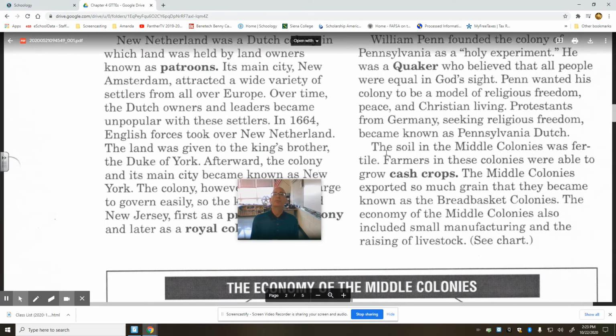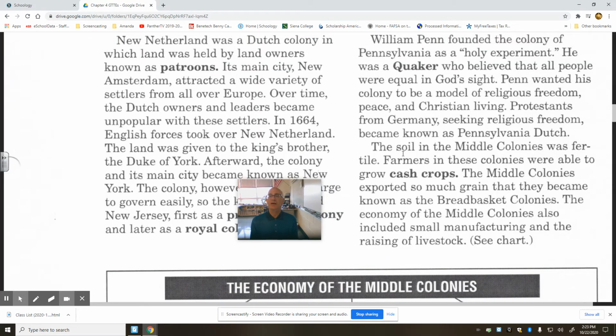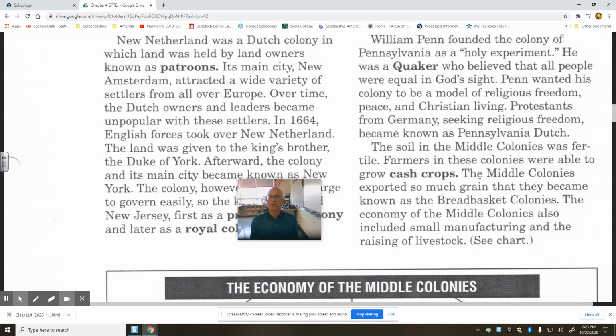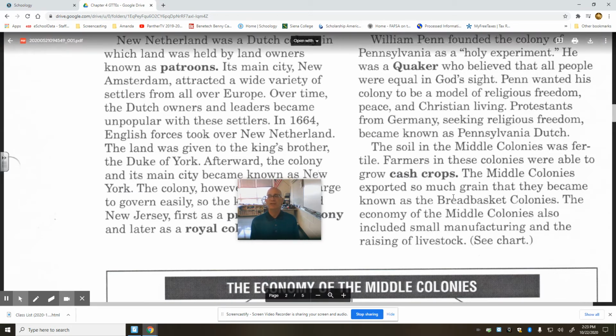The soil in the Middle Colonies was fertile. Fertile soil is soil that really supports the growth of crops. So the soil in the Middle Colonies was very fertile. Farmers in these colonies were able to grow cash crops, and the Middle Colonies exported so much grain that they became known as the breadbasket colonies.